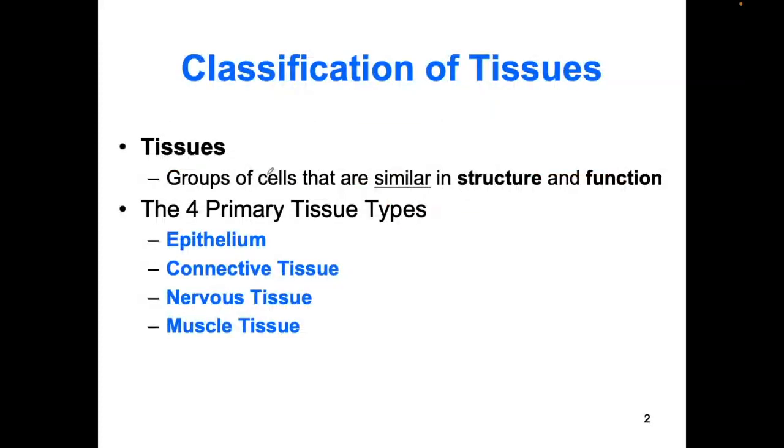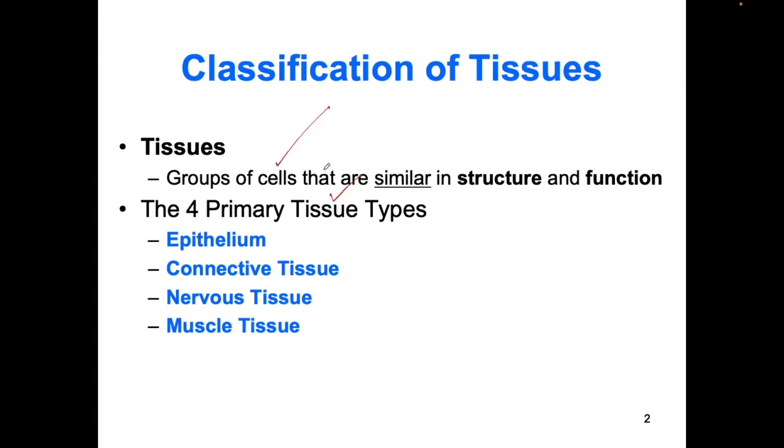Now, how do we get these four different types of tissues? If you think back to an earlier video, an earlier class, we said that chemistry or chemicals come together to make cells, and then cells come together to make tissues, and then tissues come together to make organs, then organs come together to make systems, and systems come together to make the organism.